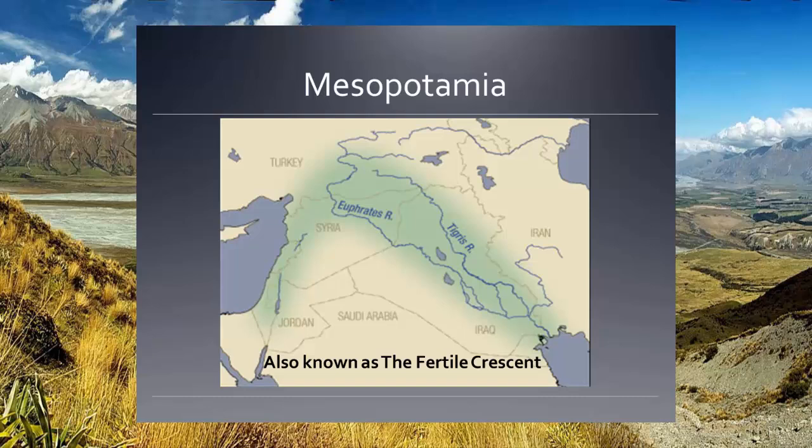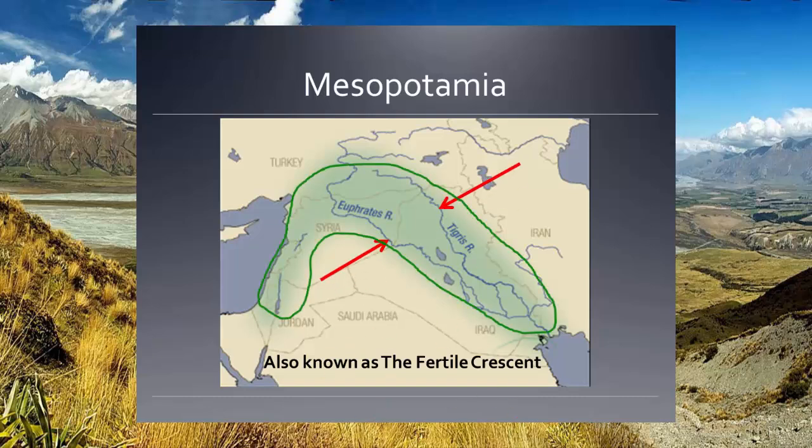Now that we have the basics of what it takes to be considered a civilization, let's focus now on the first known civilizations. The first civilization occurred in an area known as Mesopotamia. Today, we also know it as the Fertile Crescent. Mesopotamia ran from the Mediterranean Sea in the west, followed the rivers of the Euphrates and the Tigris, and ended up southeast into the Persian Gulf area today.